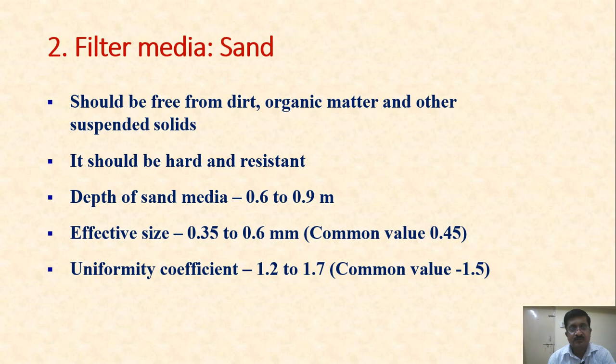Let's have a glance at the filter media. Now, sand should be free from dirt, organic matter, and other suspended solids. It should be hard and resistant to even chemical actions. Depth of sand media is 0.6 to 0.9 meter. Effective size is 0.35 to 0.6 mm. Common value is 0.45. Uniformity coefficient Cu is 1.2 to 1.7. Common value is generally 1.5.